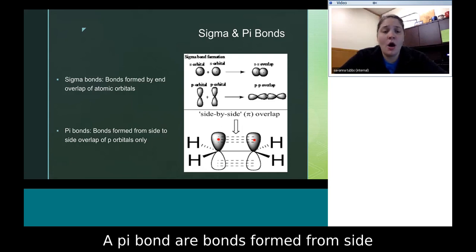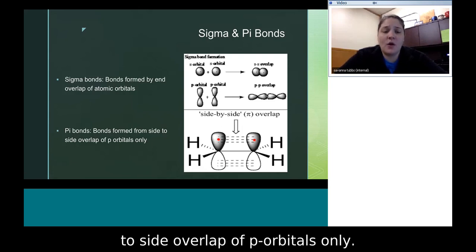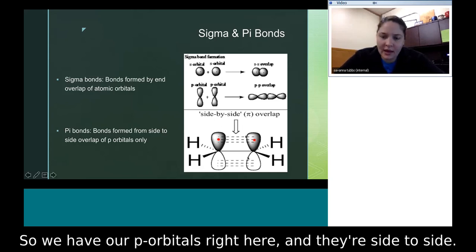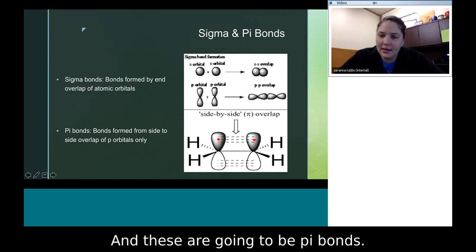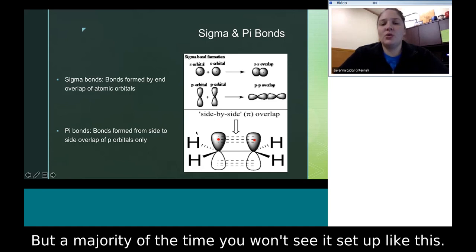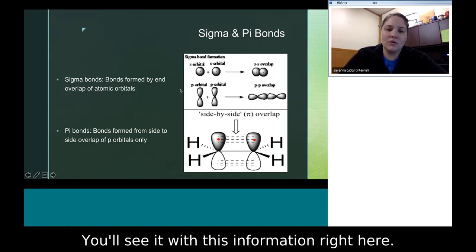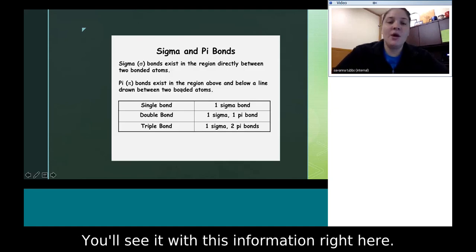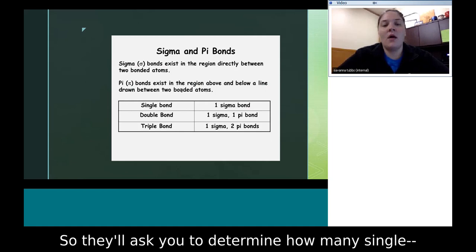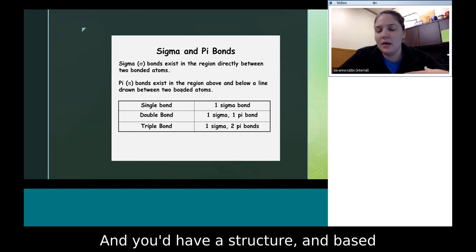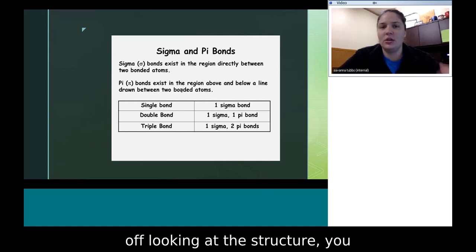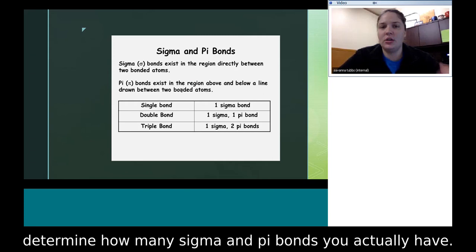A pi bond is a bond formed from side-to-side overlap of p orbitals only. So we have our p orbitals right here, and they're side-to-side, so that you see the difference. This one's head, this is side-to-side, and these are going to be pi bonds. But a majority of the time, you won't see it set up like this. You'll see it with this information right here. So they'll ask you to determine how many sigma and pi bonds this molecule has. And so you'd have a structure, and based off looking at the structure, you determine how many sigma and pi bonds you actually have.